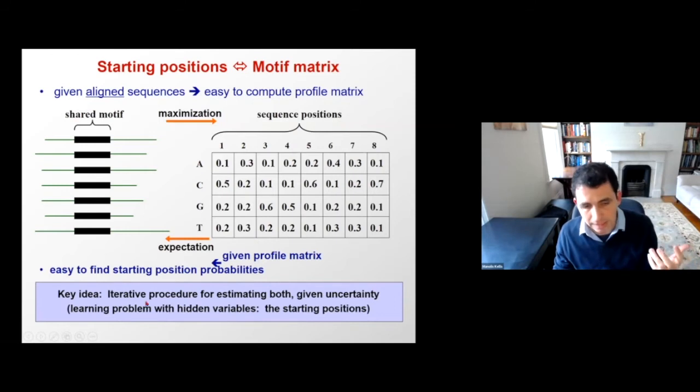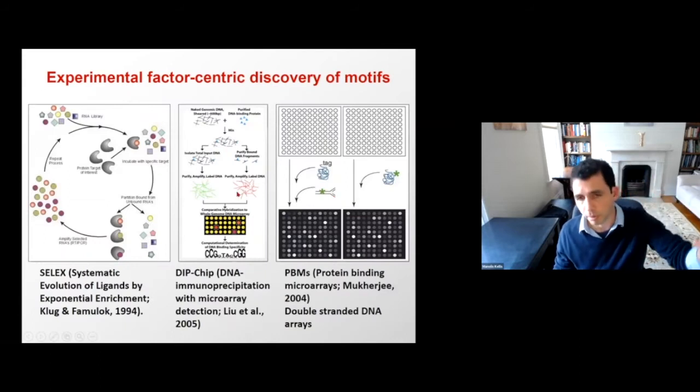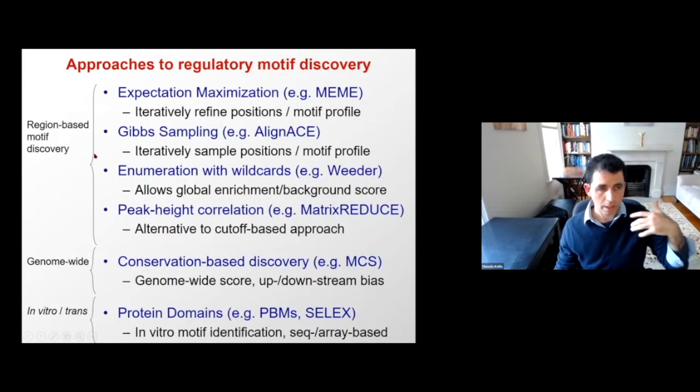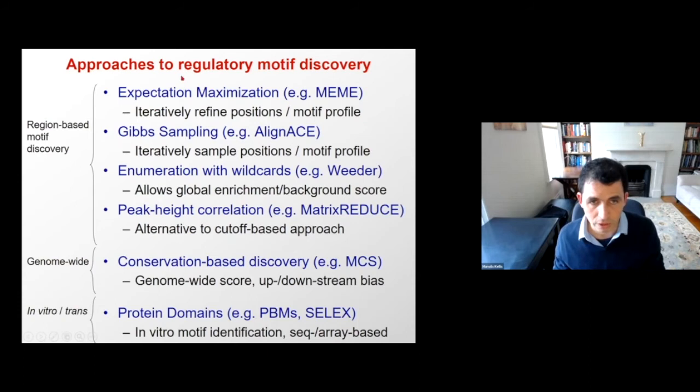So the key idea is this iterative procedure for estimating both the motif starting positions and the motif matrix, given some uncertainty. So it's a learning problem with hidden variables. And those hidden variables you can think of as either the starting positions or the motif occurrences. And there are many methods for doing this beyond expectation maximization.